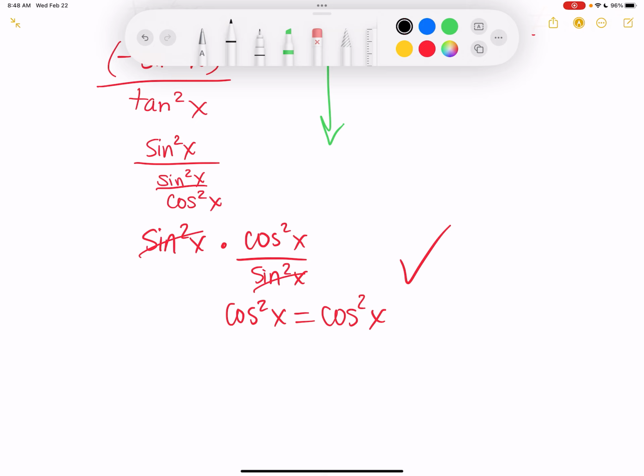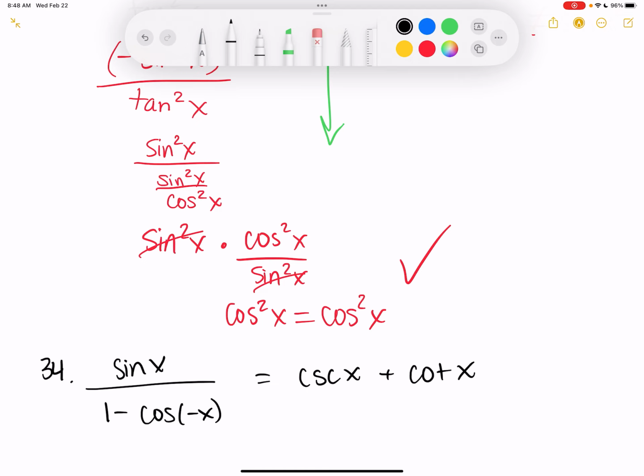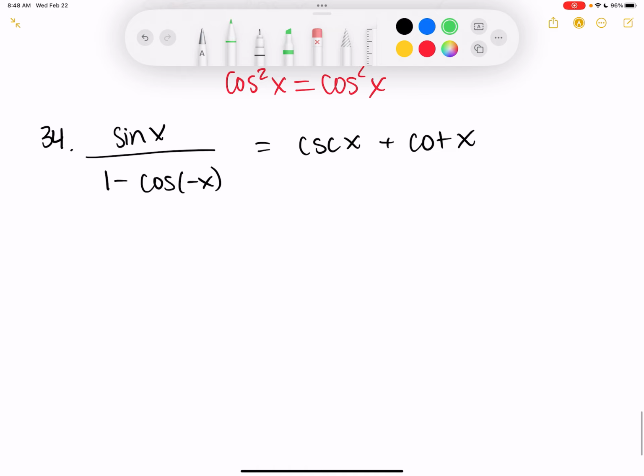All right, the last one is sine of x over 1 minus cosine of negative x is equal to cosecant of x plus cotangent of x. This is going to be a semi-long problem, just so you know. All right, so just initially, what do you think the first thing we should do is?